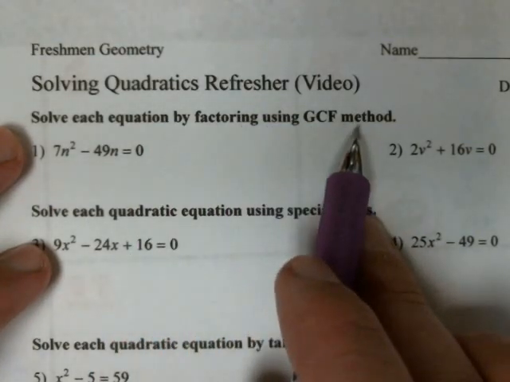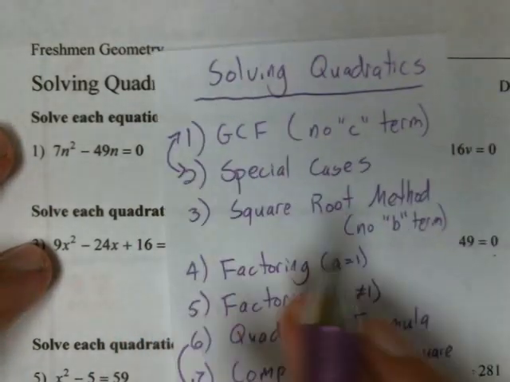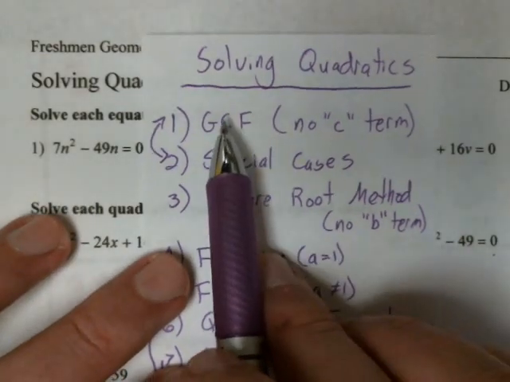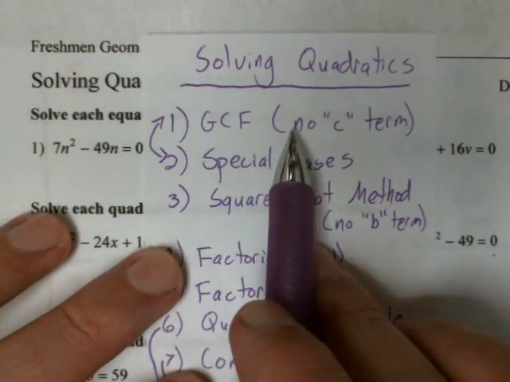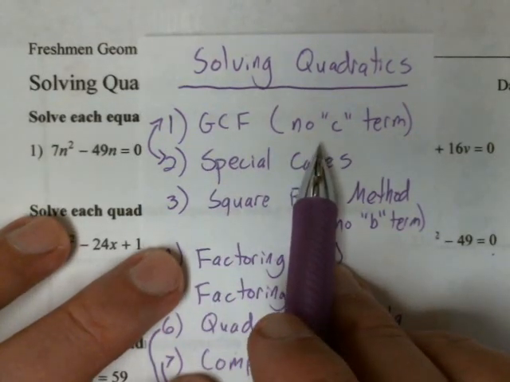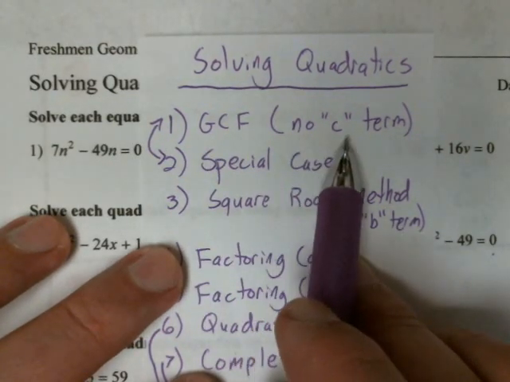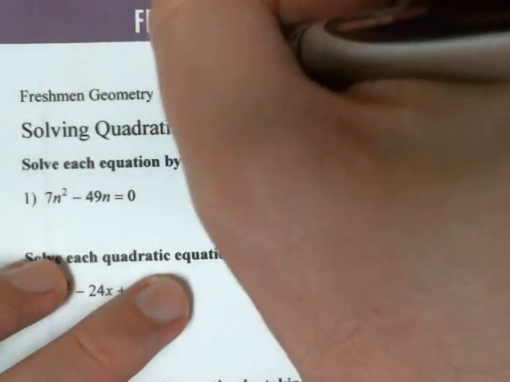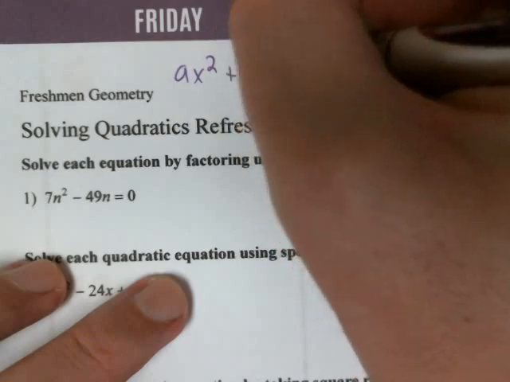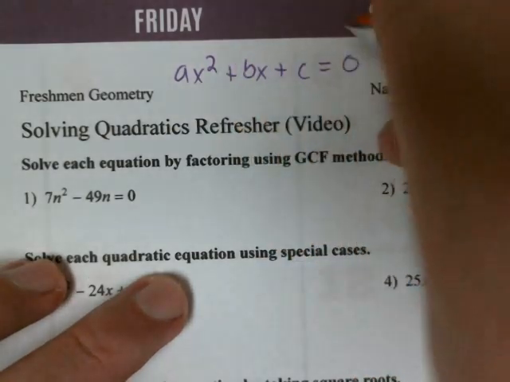This first one says, solve each equation by factoring. We're going to do this first one using the GCF method. Go back to our cheat sheet. I always want to see if I can pull out a GCF, factor out a number, but there is actually a GCF method. The way to recognize this is when I don't have that C term. My basic quadratic equation is ax squared plus bx plus c equals 0.